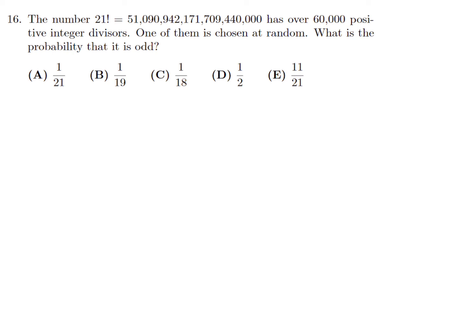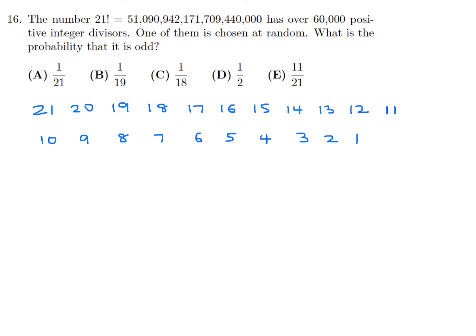The number 21 factorial is equal to this, and has over 60,000 positive integer divisors. One of them is chosen at random. What is the probability that it is odd? Well, let's look at all the numbers from 21 down to 1. And let's break up each into its prime factors.